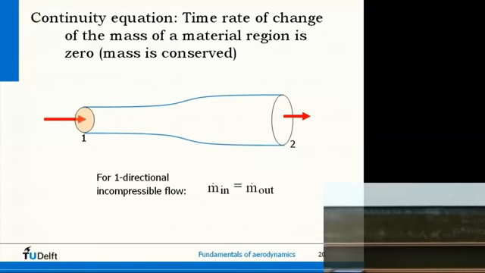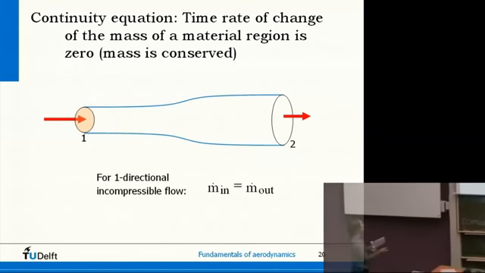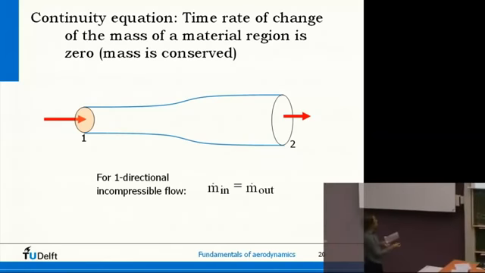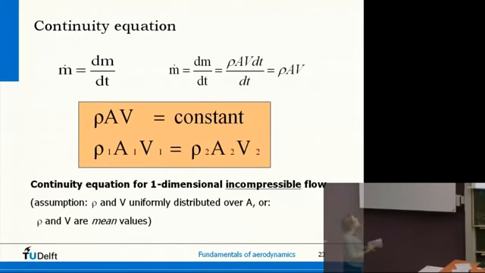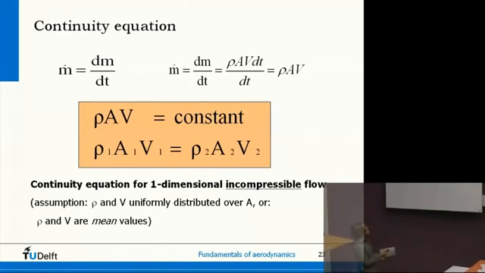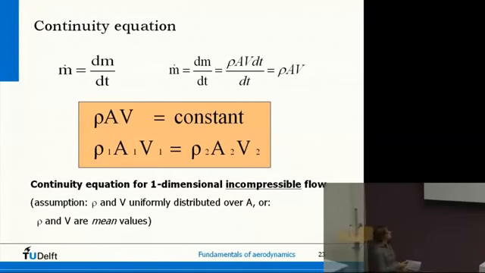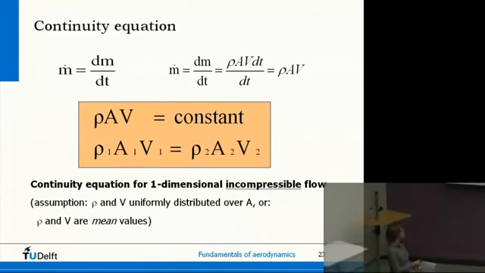So what flows in, it's written here also, what flows in flows out, so dm dt in is dm dt out. dm, the mass, is density times volume, rho times AV dt. The dt is dt, so the mass flow is equal to rho AV. Rho AV is constant, so whatever cross-section you put it at, rho 1 A1 V1 is rho 2 A2 V2.